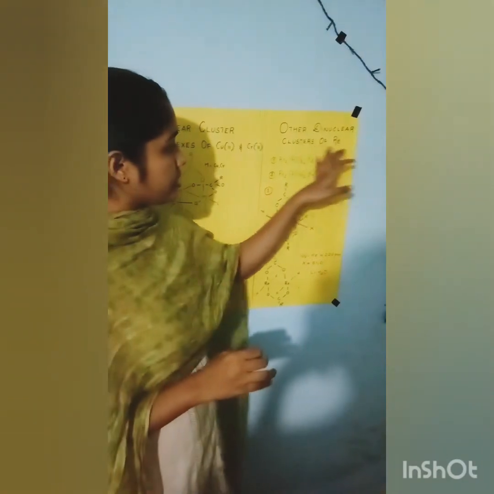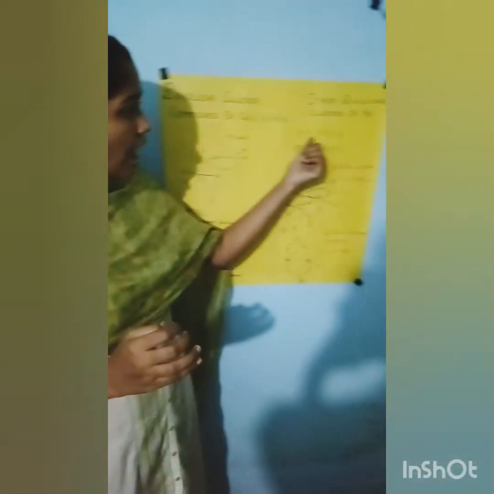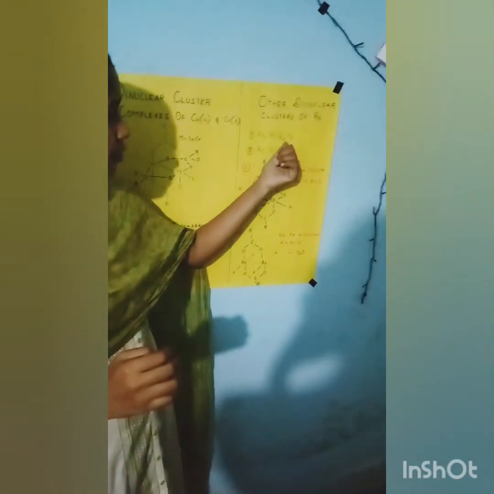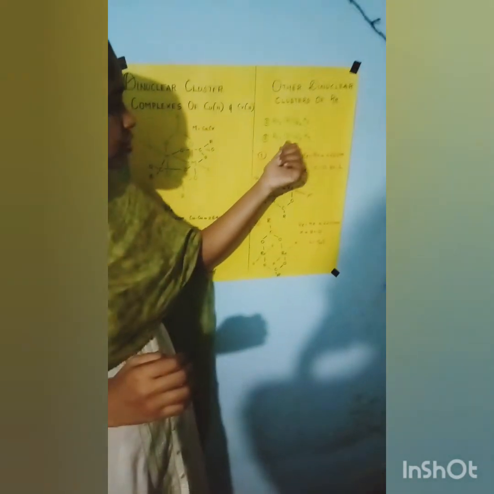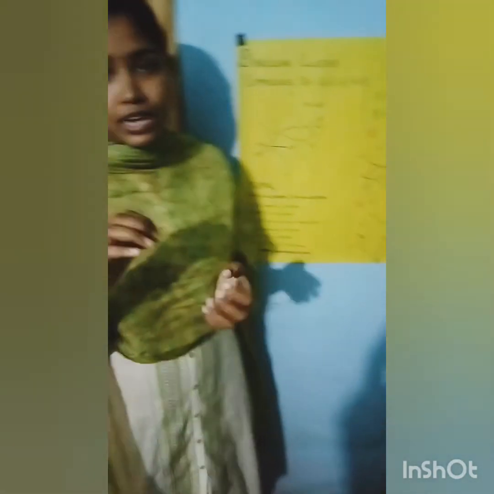Then we are going to see other dinuclear clusters of rhenium. Rhenium(III) forms a large series of carboxylate complexes which are similar in structure to the Re2Cl8 2- ion, with the formulas Re2(RCO2)4X2 and Re2(RCO2)2X4, which have extremely short Re-Re bond distances, eclipsed conformation and a quadruple metal-metal bond.